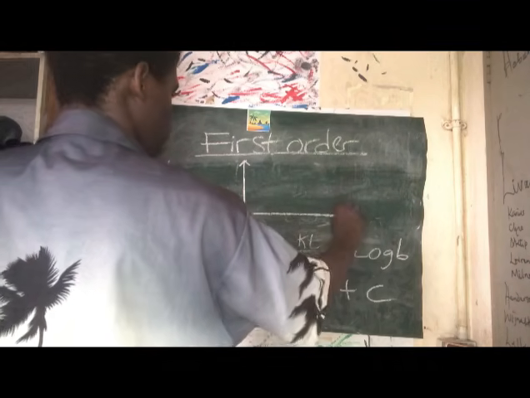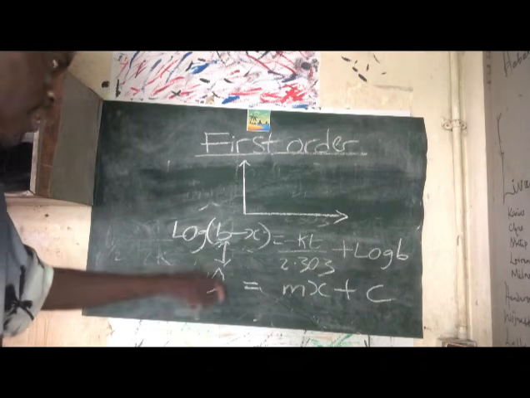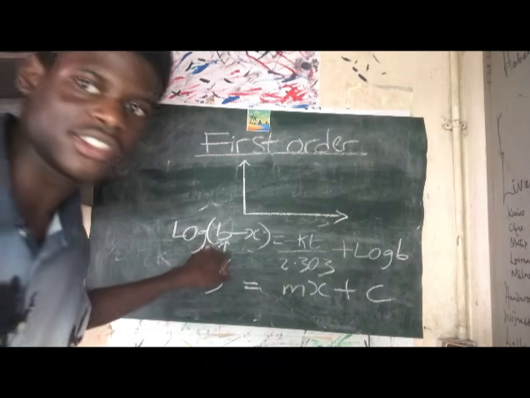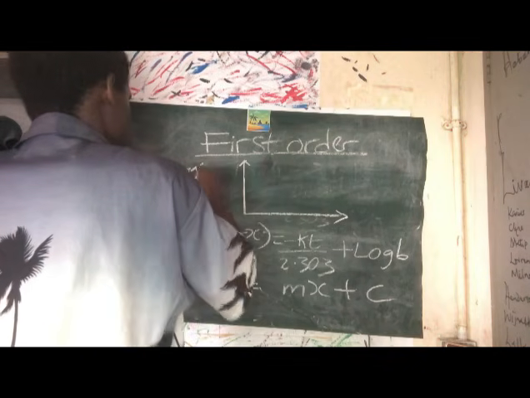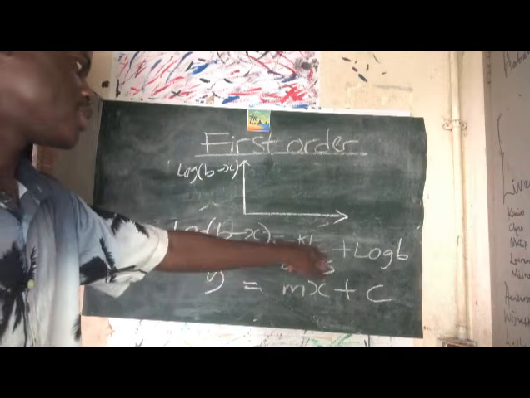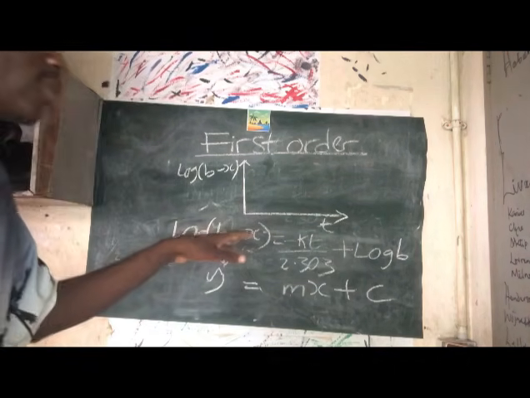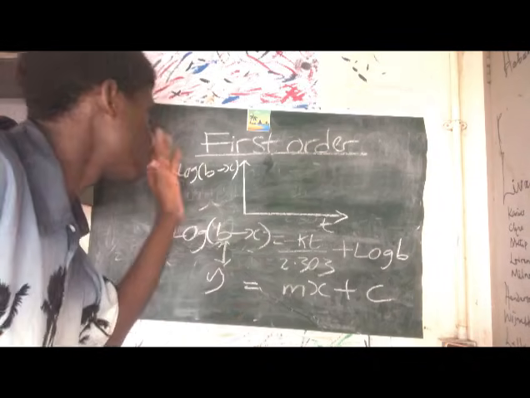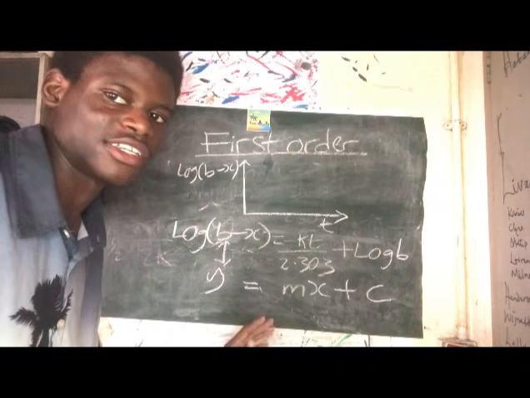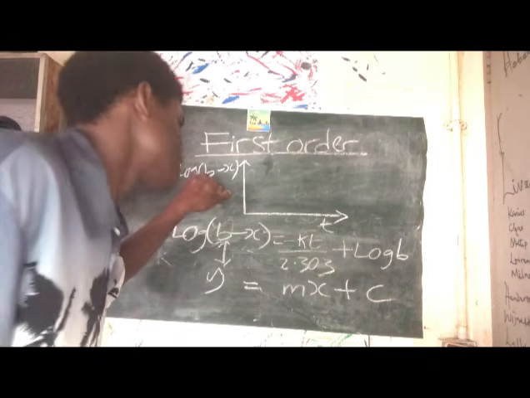So this is the graph. This is our y-axis, this is our x-axis. Our y-axis here is log b minus x. So on the y-axis, instead of writing y, we write log b minus x. On the x side is time. So this is to show you that to get a straight line graph for first order, we are going to be plotting log b minus x against t.